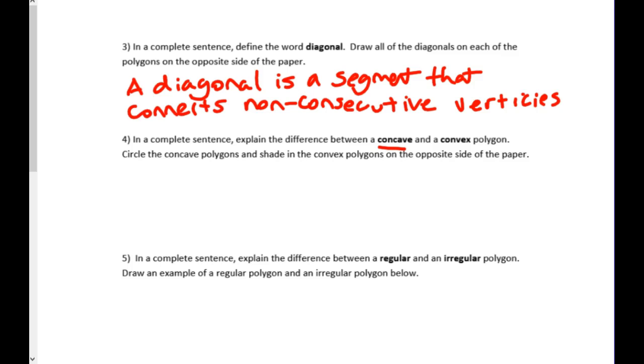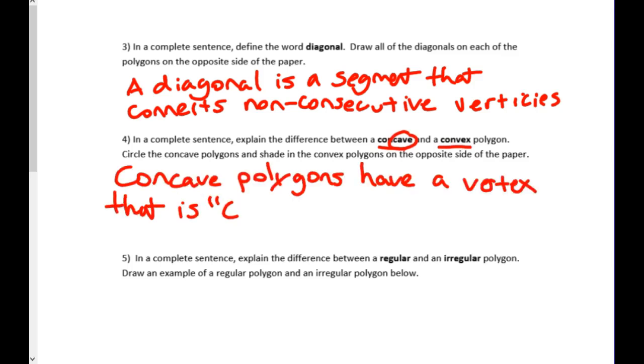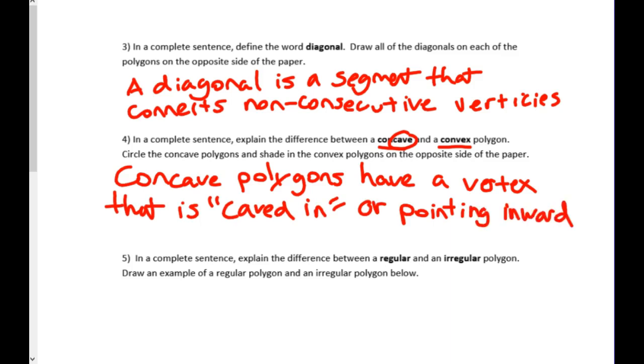So here's the way I would write this. Concave polygons have a vertex that is caved in or pointing inward. So if you look at one of your corners and it looks like it's kind of pointing inside, it's kind of caved in, that's a concave polygon. And if it's not concave, you call it convex. Convex all point out. Concave has at least one pointing in. It's like you punched it and it's like, poof, caved it. But don't punch a polygon.